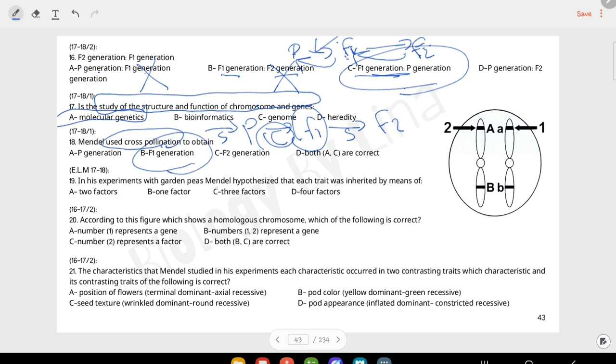In his experiments with garden pea, Mendel hypothesized that each trait was inherited by what? Each trait, as we said before, is inherited by one factor. One factor is enough to inherit the trait.